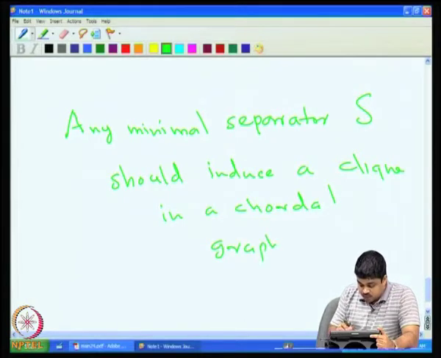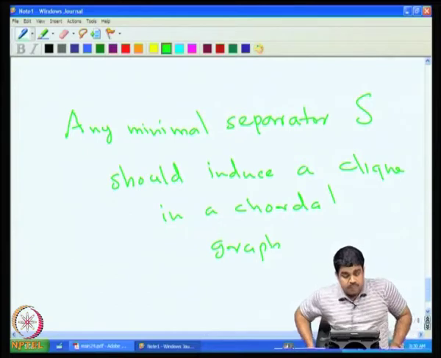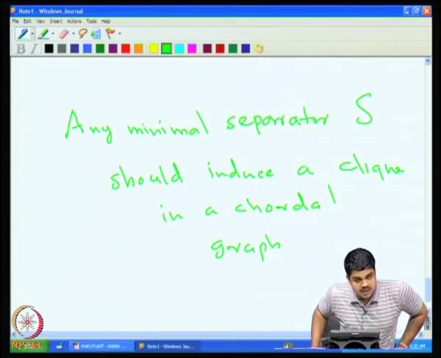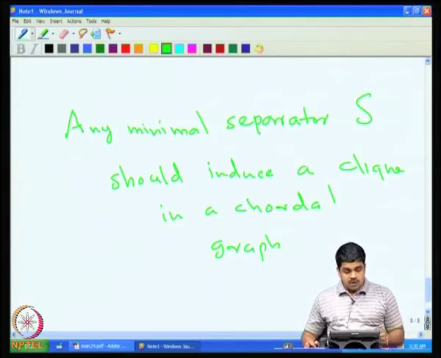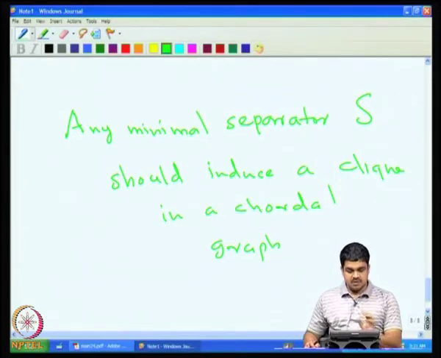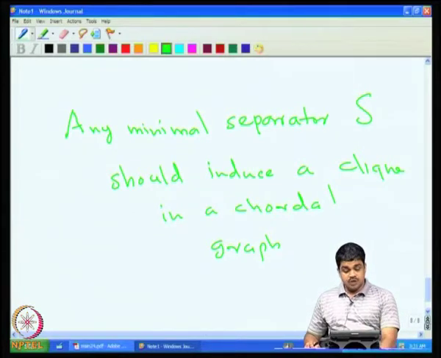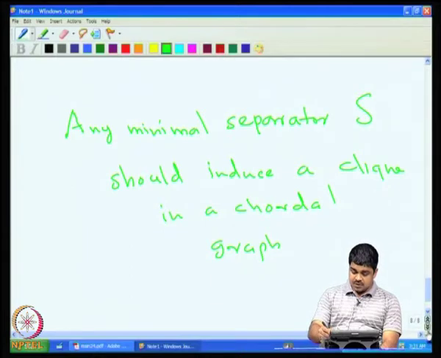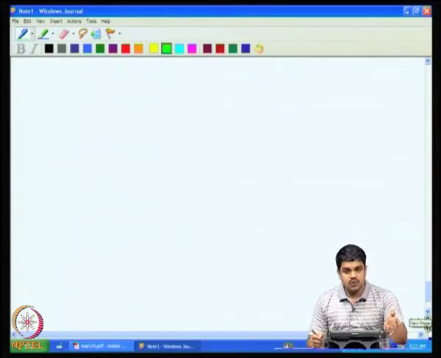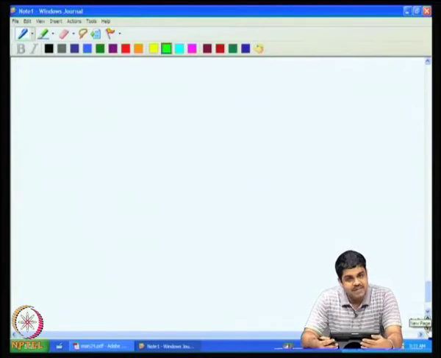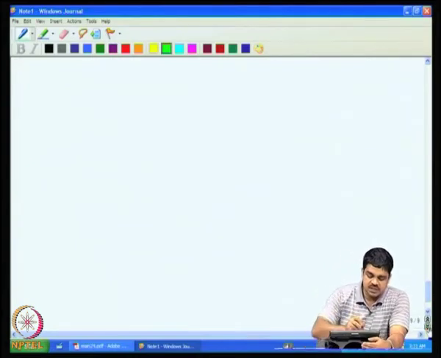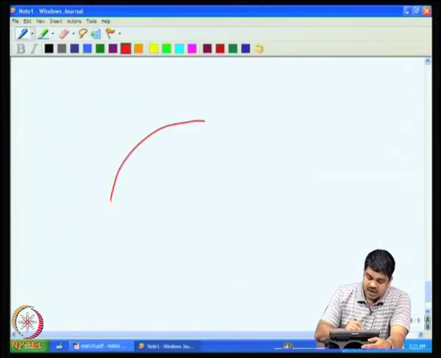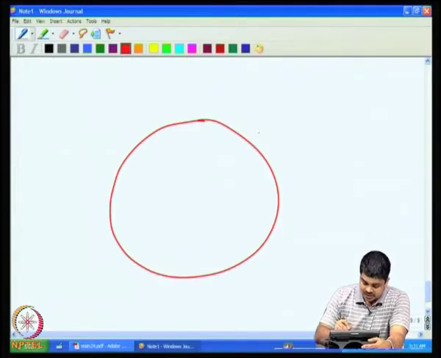Note that we have proved it by using the simple fact that in a chordal graph we do not have induced cycles of length 4 or more. That implies that any minimal separator S of a chordal graph should induce a clique in it. That is a good thing. How does it help? There is this concept of simplicial vertices, which is very useful in the study of chordal graphs. So, what is a simplicial vertex? In a graph, a vertex is called simplicial.